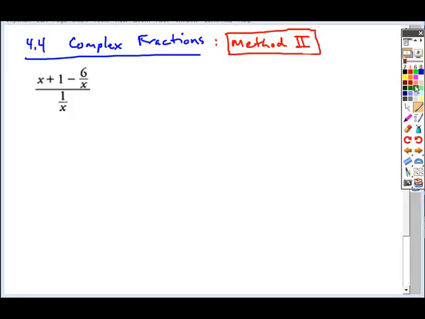All right, last class I went through the first method for solving this exact same complex fraction. The first method, remember, involved rewriting the numerator as a single fraction, rewriting the denominator as a single fraction. That's from the 4.3 section, and then inverting and multiplying, that's from 4.2 section, and then simplifying, that's from 4.1.